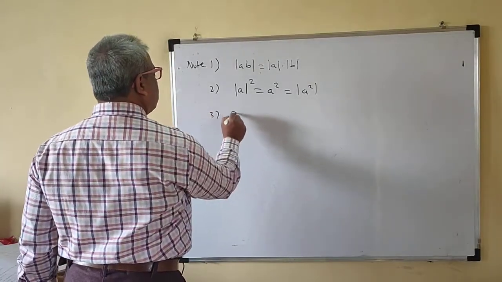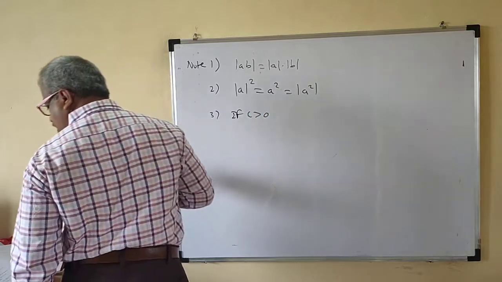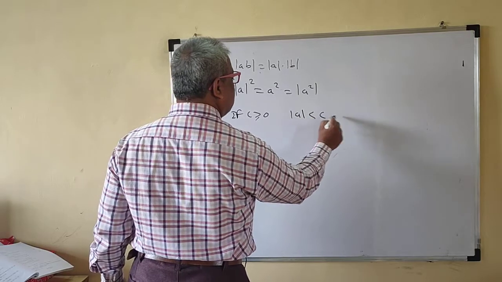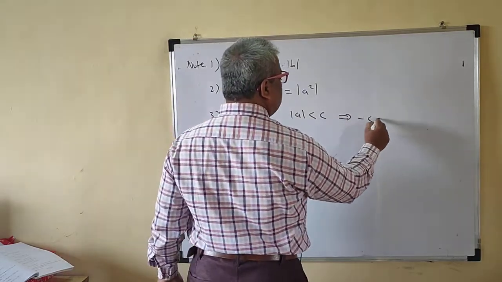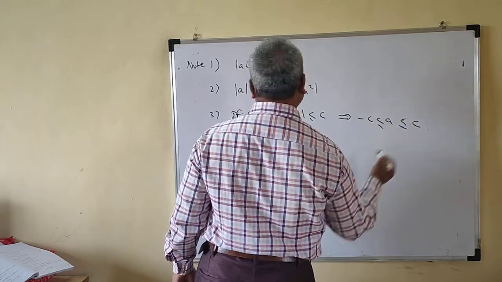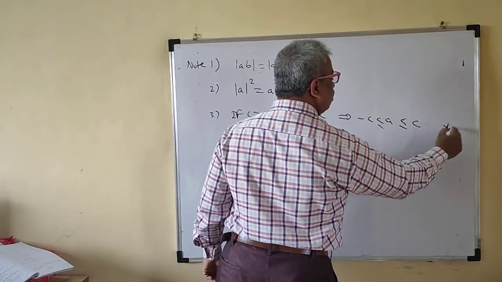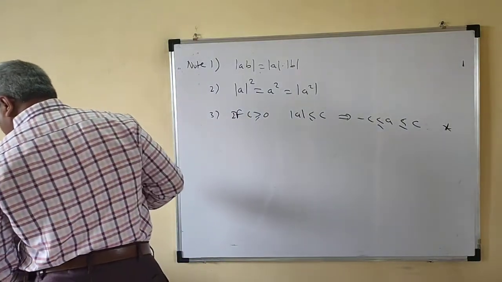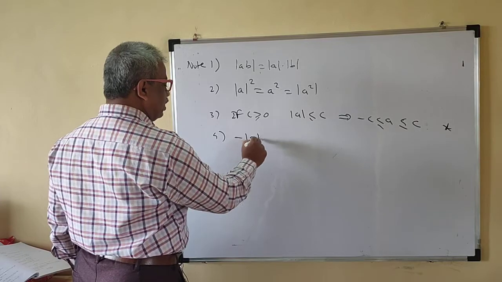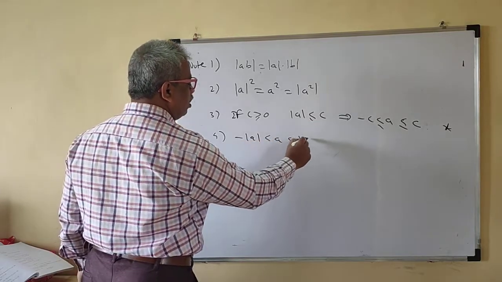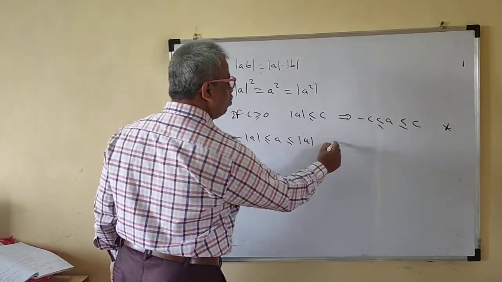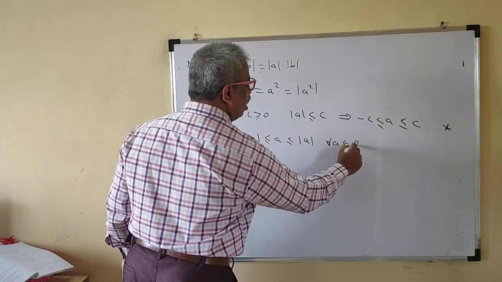Note 3: if c is greater than or equal to 0, mod of a is less than or equal to c implies that minus c is less than or equal to a, less than or equal to c. This is very important. Now, the fourth one: minus mod of a is less than or equal to a, less than or equal to mod a, for all a belonging to R.